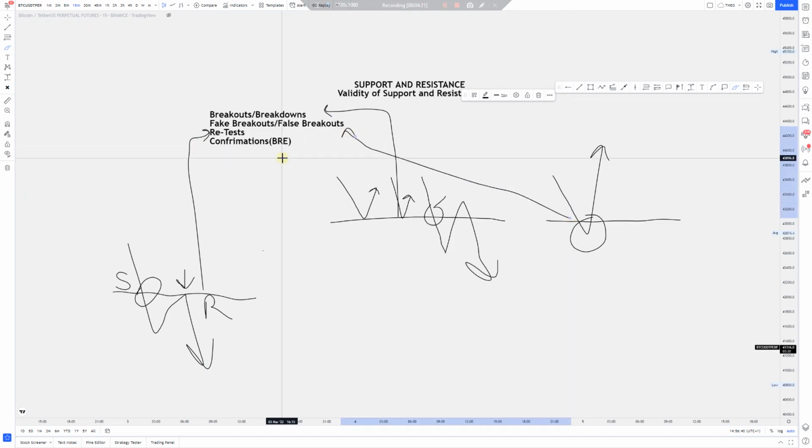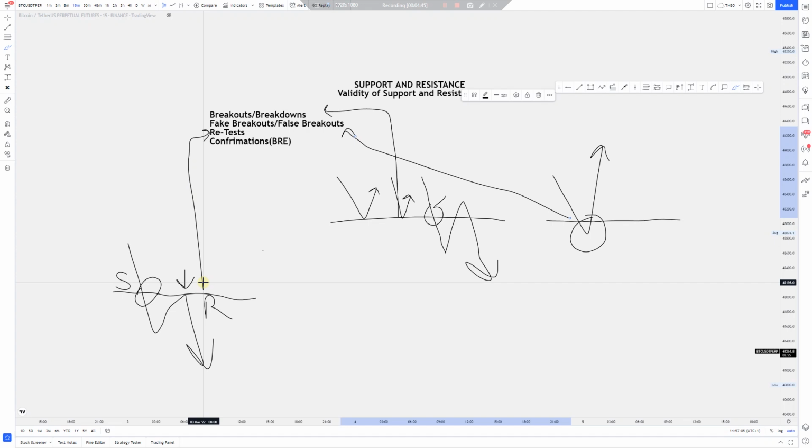Now, confirmations, BRE. BRE is a combination of retest and breakouts, where we have a breakout, a retest. The retest now serves as the entry. So BRE means breakout, retest, and entry. Okay, these are the factors that we use in considering the validity of support and resistance.